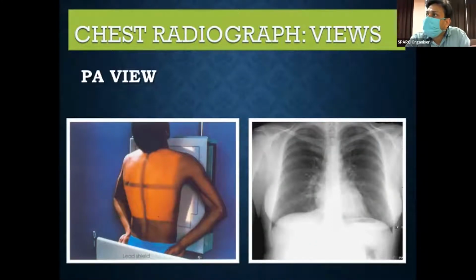And in PA film, this is called posterior anterior film. The X-ray beam is directed from behind, and the cassette is in the front of the patient. And we ask the patient to take deep inspiration and hold the breath in the deep inspiration. And this X-ray is called PA film, PA view erect film. And this is the ideal film.